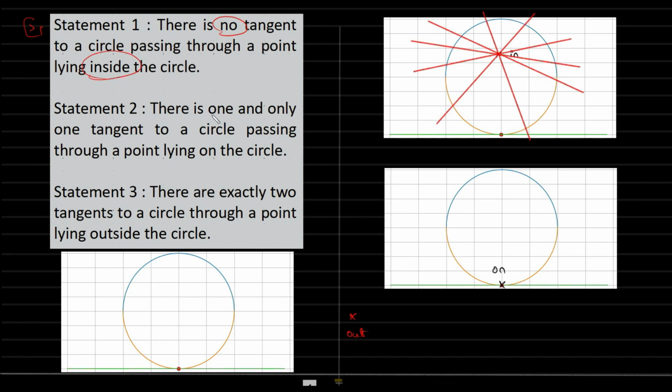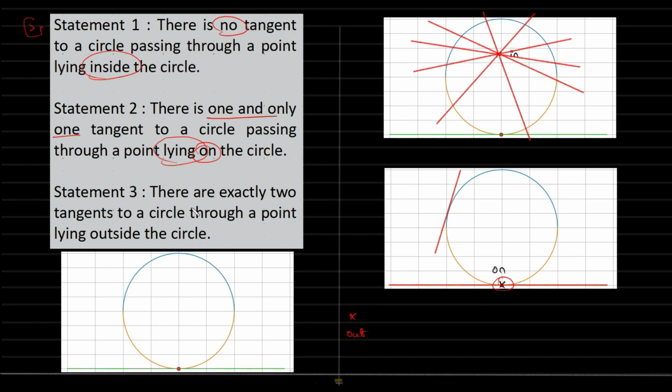Next statement: there is only one tangent to a circle passing through a point lying on the circle. That is, if I have a point on the circle, I can draw only one tangent which touches that point. Of course, I can draw any number of tangents to a circle, but they won't be at that point. That's what the statement tells.